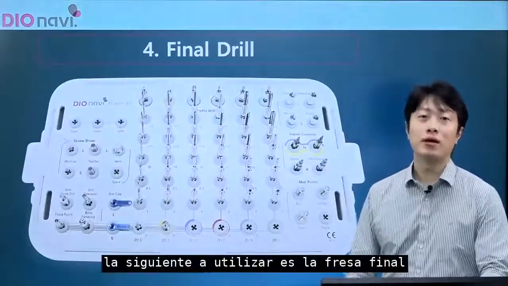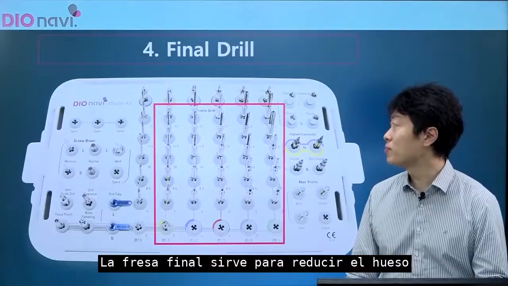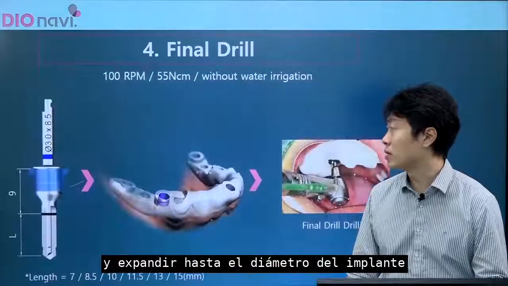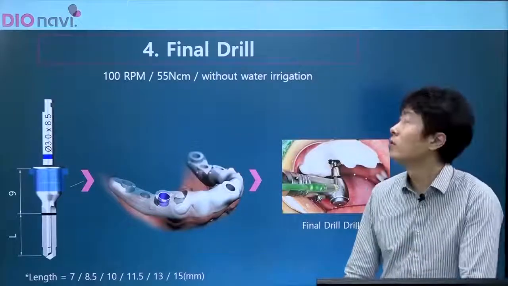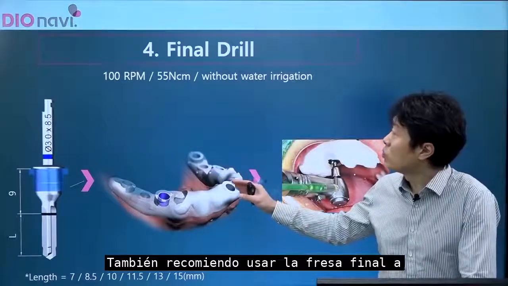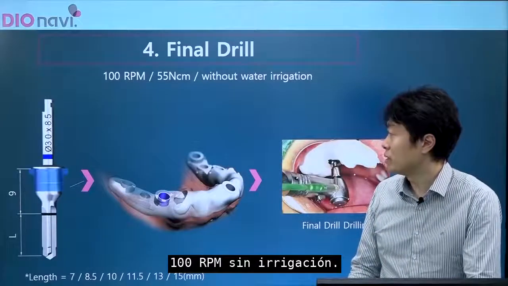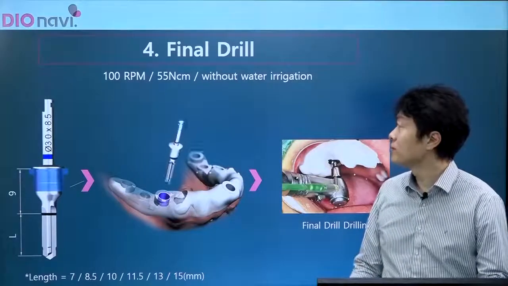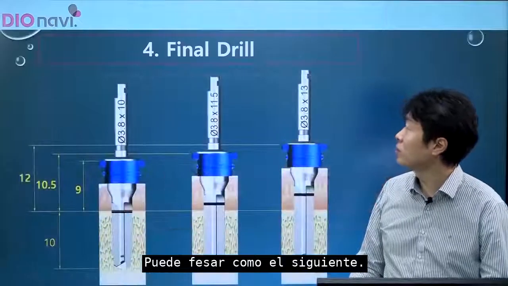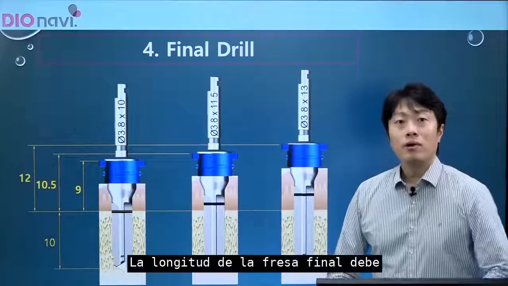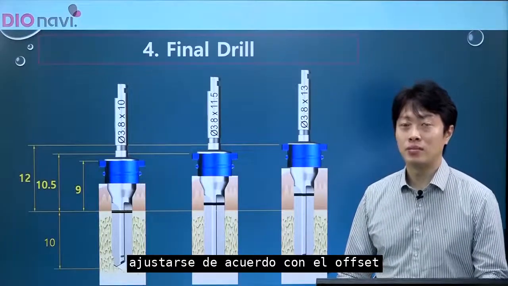The next drill to use is the final drill. The final drill serves to reduce the bone and expand to the diameter of the final implant to be placed. I also recommend using the final drill at 100 RPM without irrigation. You can drill like the following. The length of the final drill has to be adjusted according to the offset.